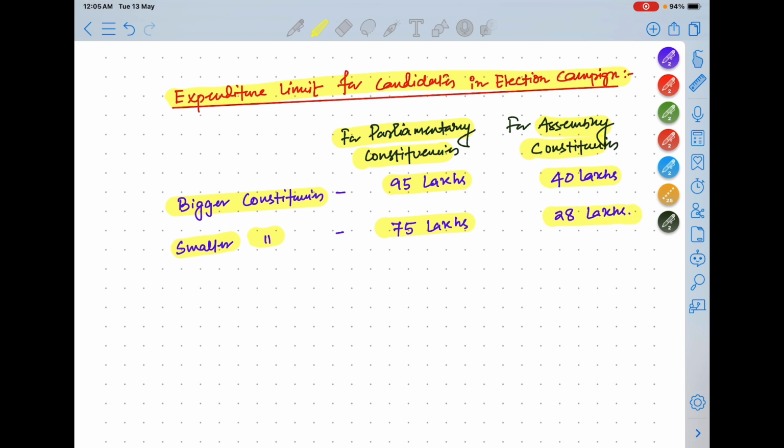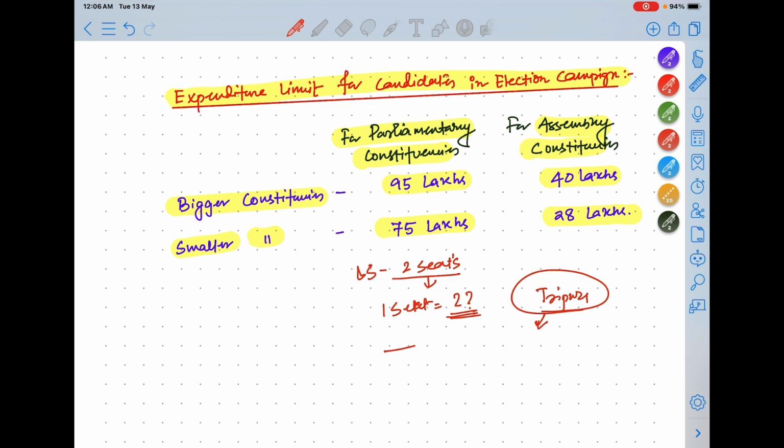Now tell me, in Tripura, Lok Sabha has 2 seats. For these seats, how much money can a candidate spend? Let me know in the comment section. And also, for assembly constituencies, how much can a candidate spend? Do let me know in the comment section: for Tripura, how much can a candidate spend in a parliamentary constituency and in an assembly constituency?